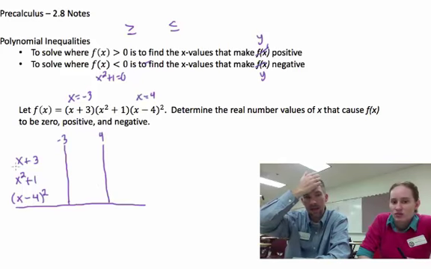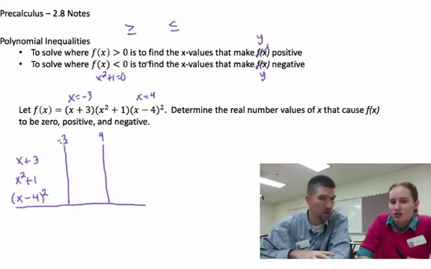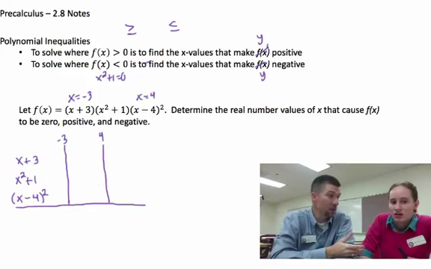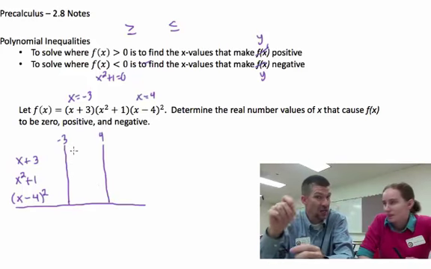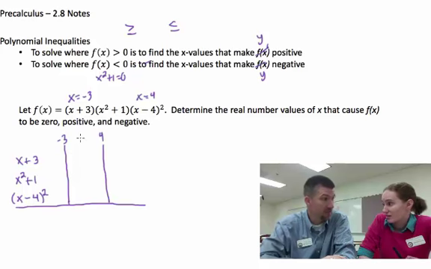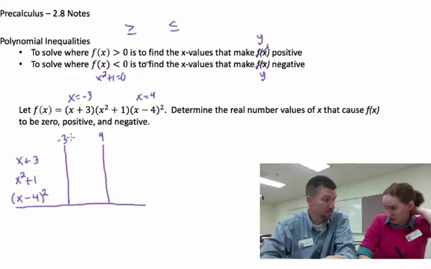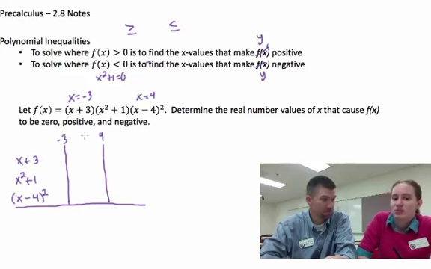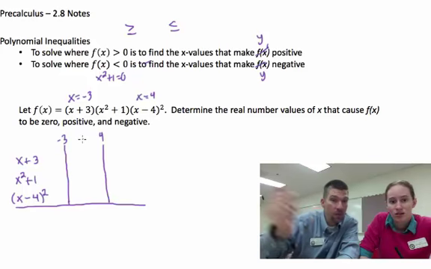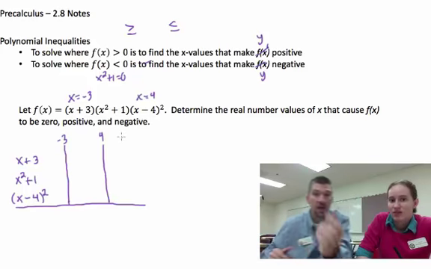And then I like to pick numbers from the number line, and I don't care what the number is. I care about the sign of the number. So we pick a number that's in between -3 and 4, a number that's less than -3, and a number greater than 4.